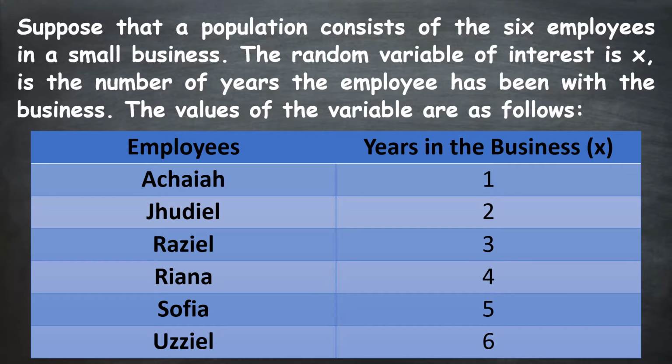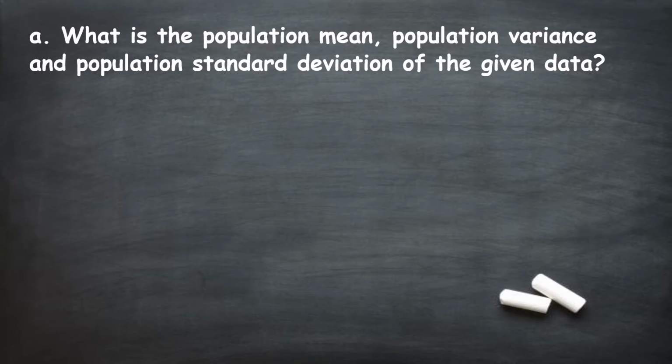Next, let's say we have a population like this, and what we're going to do is prove that given this population, we will try to get a sample from this group, and let's see what's the difference between the numerical values of the population and the sample itself. So, for us to make the comparison between the population and the sample that we will get, we must first get the population mean, population variance, and population standard deviation of the given data.